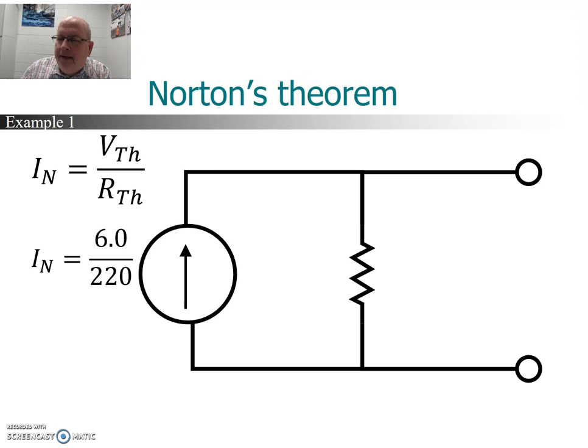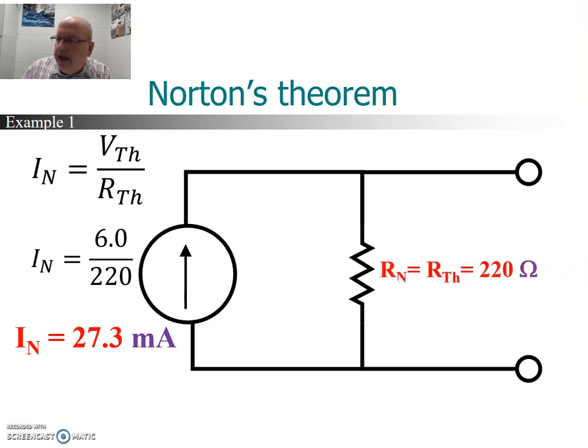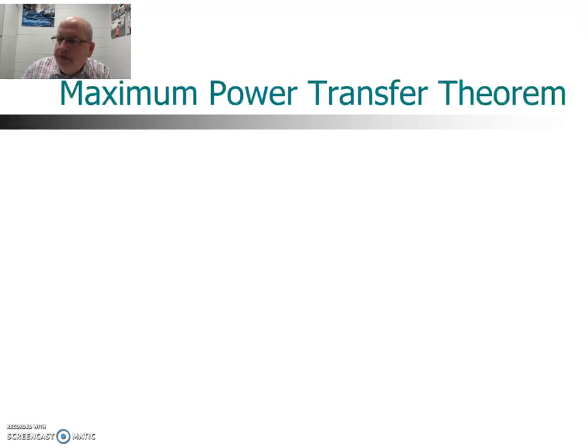So in our first example, we had a 220 resistor in series with a 6-volt source. To convert that to Norton, we have the current source in parallel with the resistance. Current we're going to get by using Ohm's law. 6 divided by 220 gives us 27.3 milliamps. And the resistance is the same, 220 ohms.